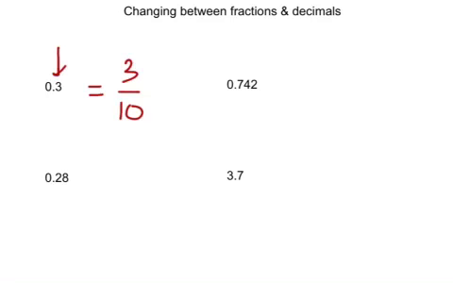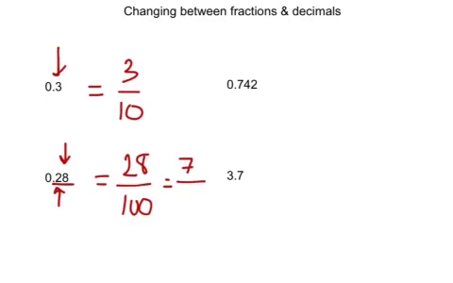If you look at the next one, 0.28, we have 2 tenths and 8 hundredths. Or another way of thinking of that is 28 hundredths. So let's start by writing 28 hundredths. And where possible, we should cancel it down. And if you notice, 4 goes into 28 7 times, and into 100 25 times.